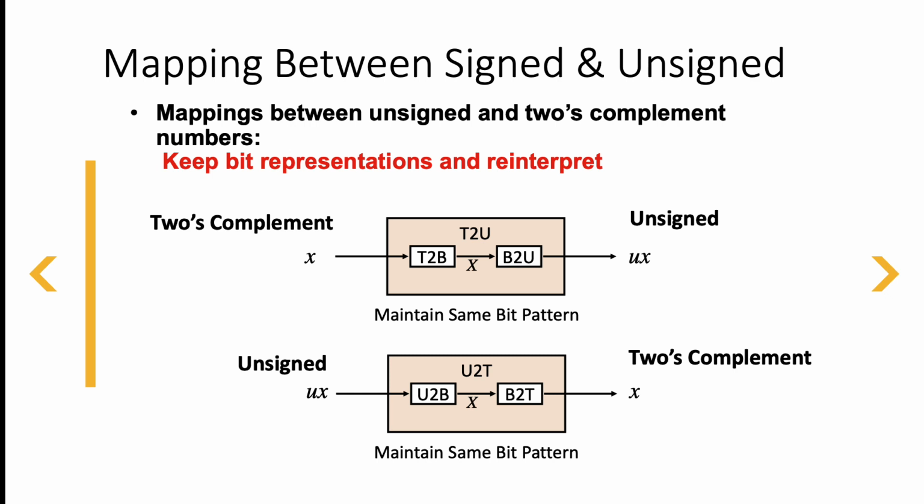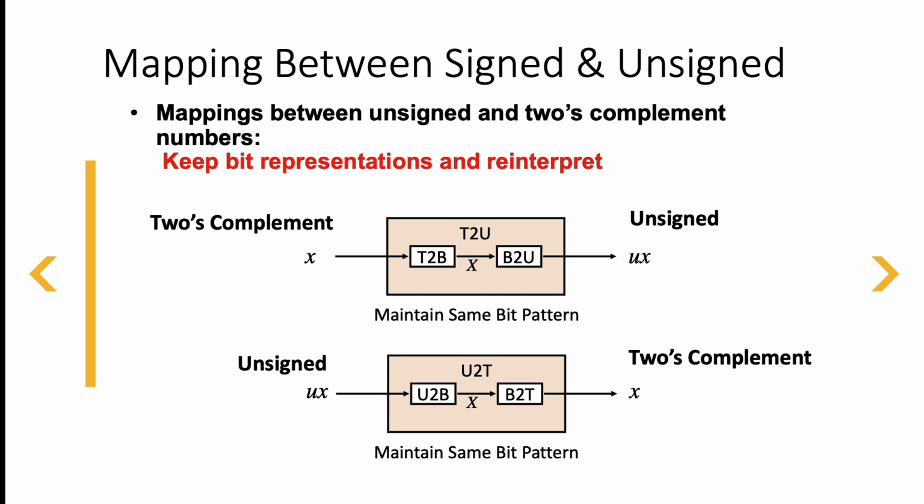The same thing works going from unsigned to 2's complement. We create a new function here, a new box called U2T, or unsigned to 2's complement, where we'll go from the unsigned to the bit representation, then from the bit representation to the 2's complement value. But again, we're just keeping the exact same bits and reinterpreting them based on what we need.